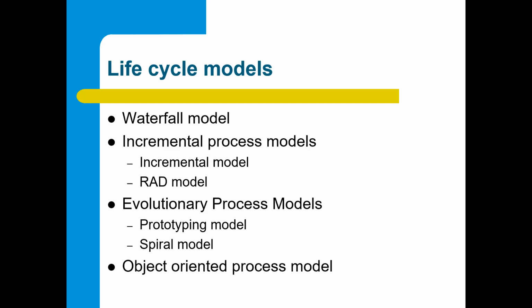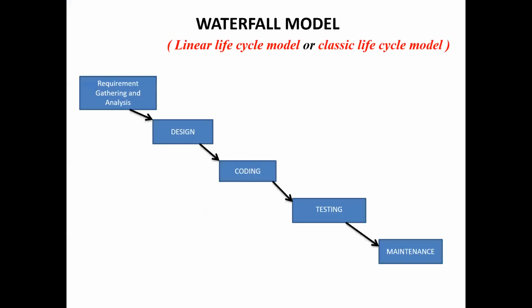Next model is the evolutionary process model. In the evolutionary process model also there are two types. First one is the prototyping model. Next one is the spiral model. And the last model is the object-oriented process model. In this class, we discuss the waterfall model only. Other models we will discuss in later classes.